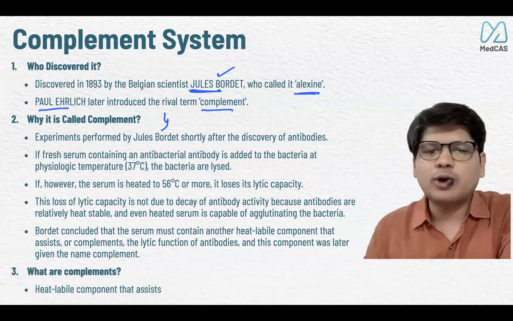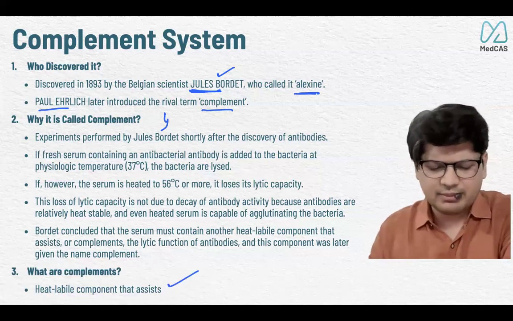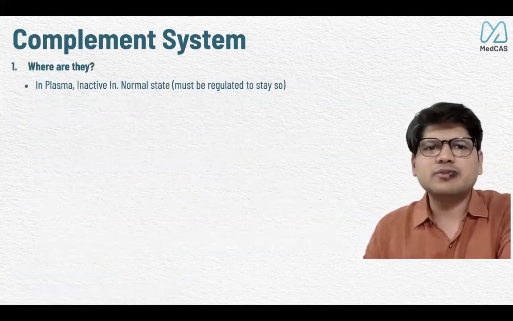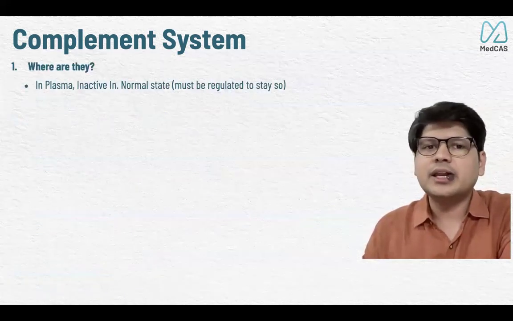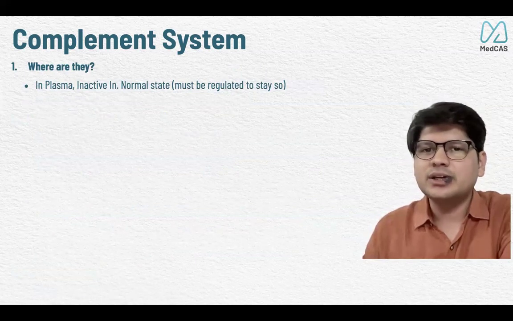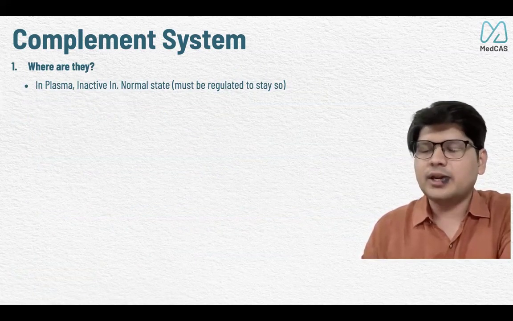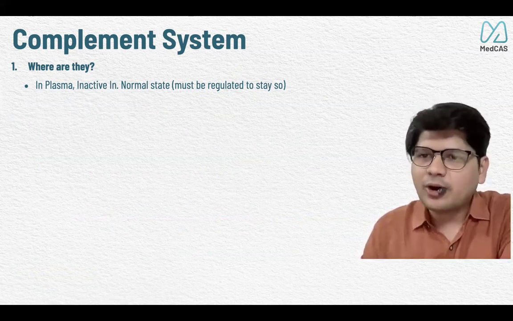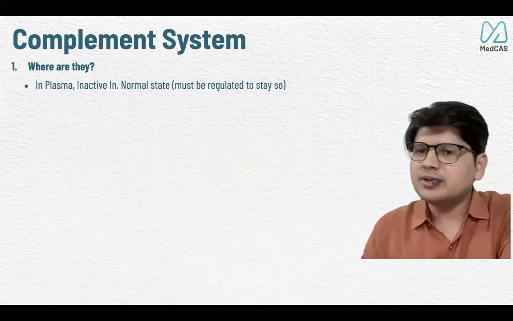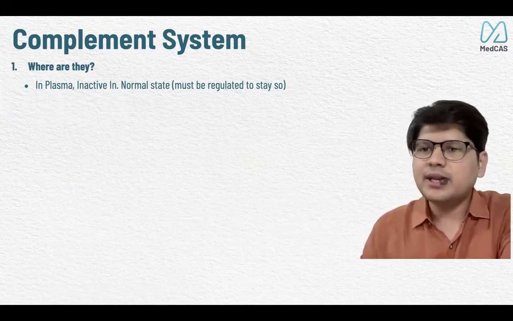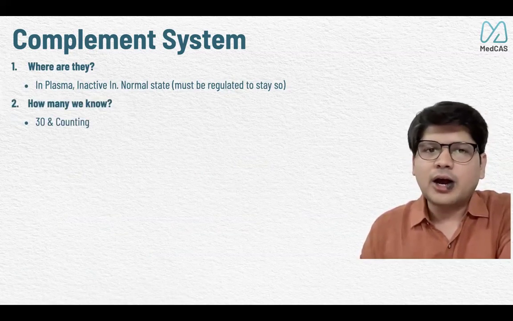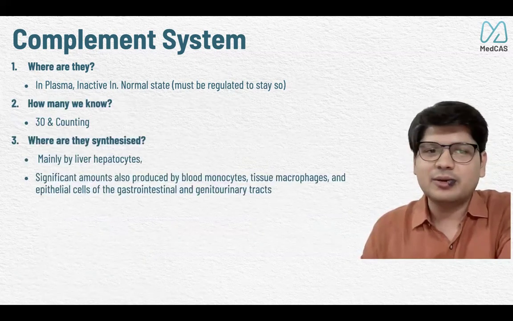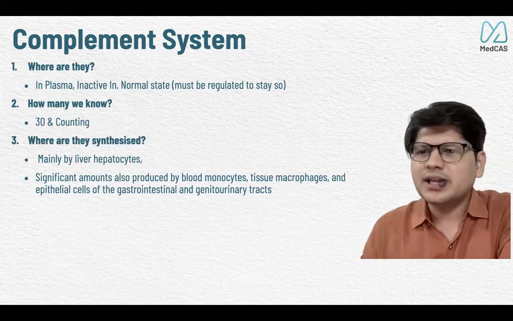Now the third part is what are complements? We know now. They are heat labile proteins that assist in killing. Okay, now the next question comes, where are they? They are in plasma in an inactive state, which means they are regulated. Right now they are there in our body, but they are regulated so that they are not active. If they are active, we will have the features of inflammation. How we get it, we will come to that. How many do we know? 30 is the present number, but many we might not be knowing. Where are they synthesized? In the liver.